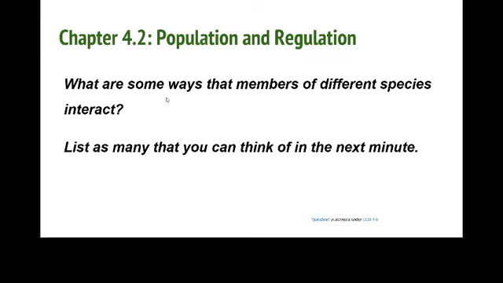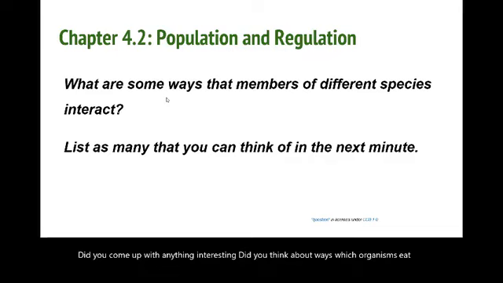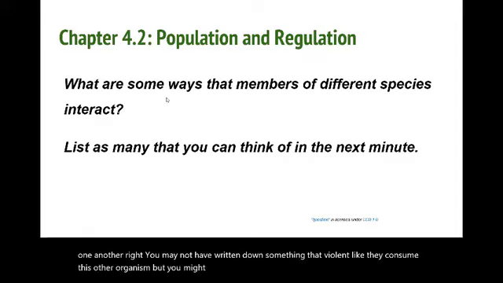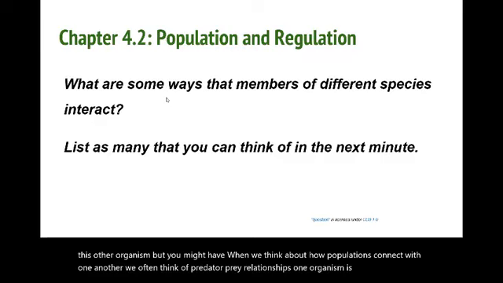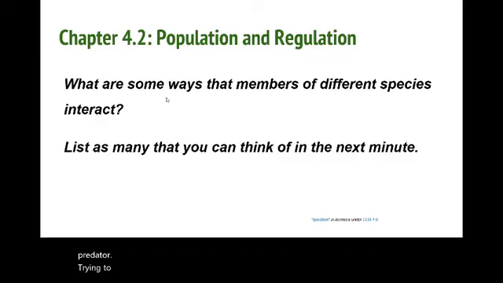Did you come up with anything interesting? Did you think about ways in which organisms eat one another? You may not have written down something that violent, like they consume this other organism, but you might have. When we think about how populations connect with one another, we often think of predator-prey relationships. One organism is the predator, trying to hunt their prey. And when the predator eats the prey, we describe that as being a predator-prey relationship.